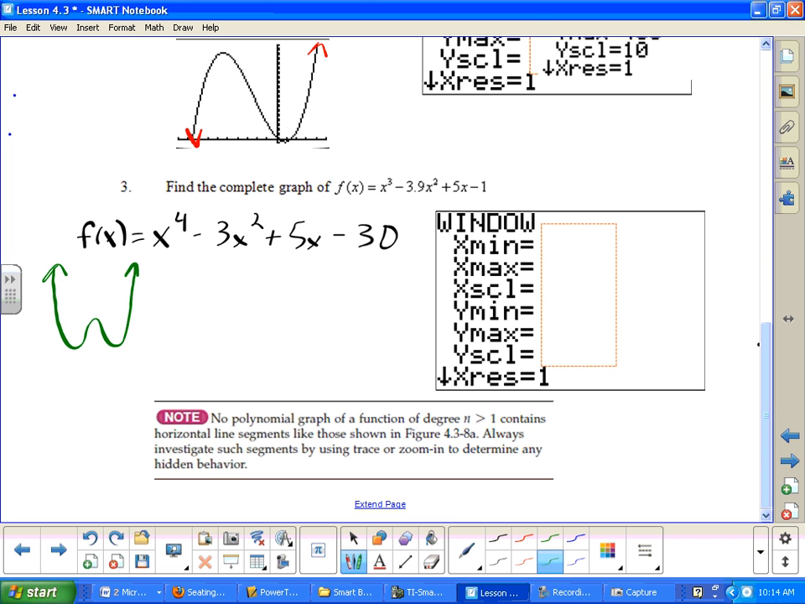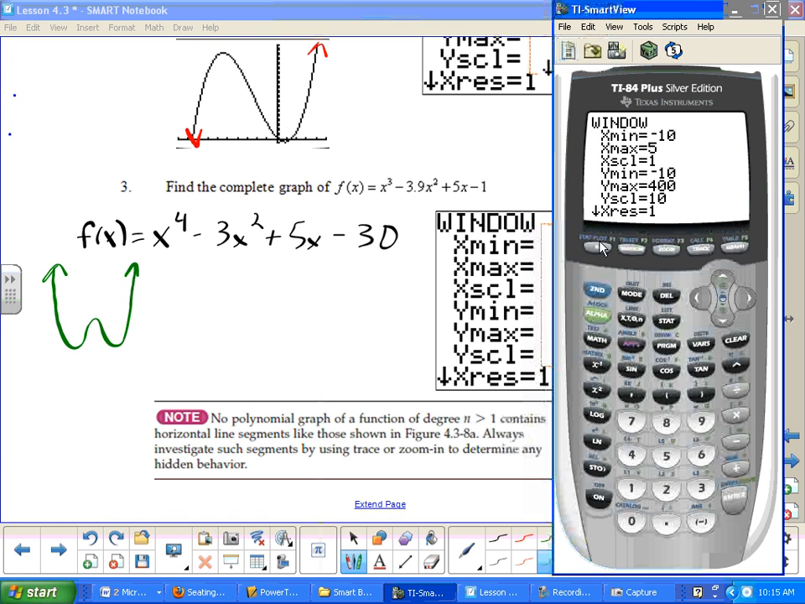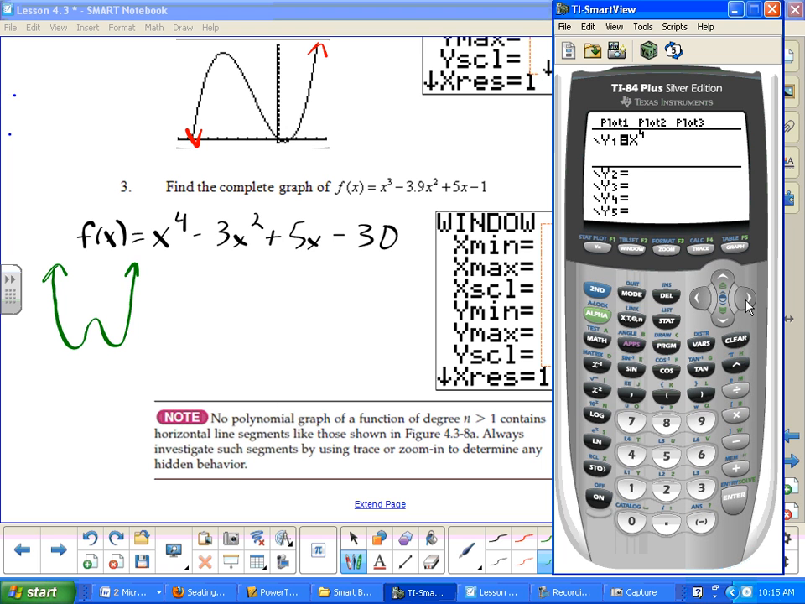Why do I know that? Because it's a positive leading coefficient, even degree, the end behavior is going to go up at the ends. So let's graph it. x to the fourth minus 3x squared plus 5x minus 30. Okay, and we'll hit zoom 6. We'll go back to our standard viewing window. All right, let's see what we got here.